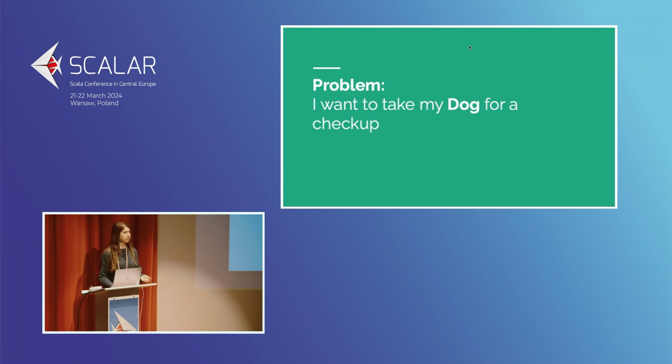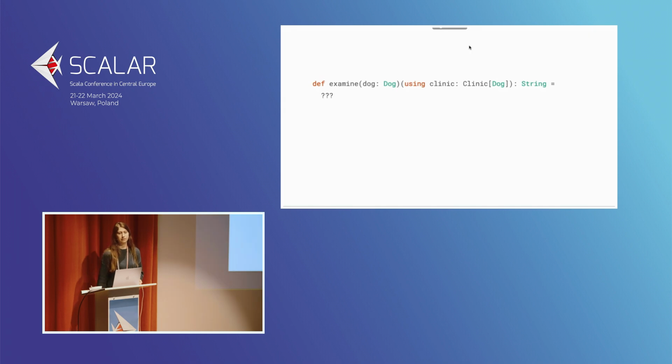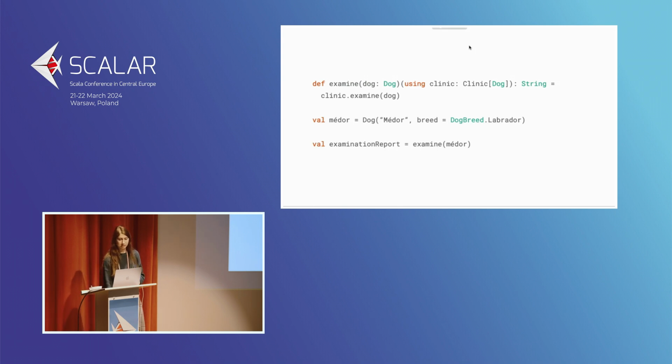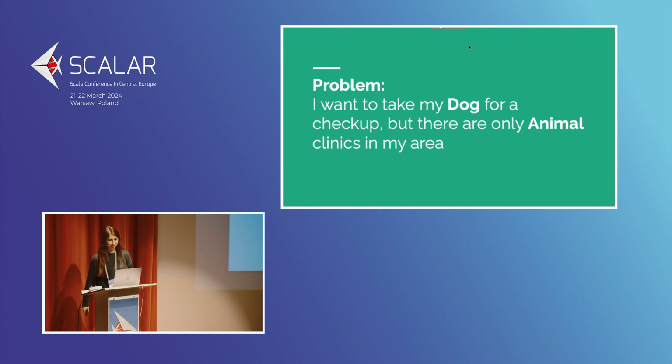Let's say I want to take my dog for a checkup. So I'm going to define a method that looks like this. Takes a dog, takes an instance of clinic for dog, and should return me an examination report in the form of a string. Given the signature, the implementation is incredibly straightforward. And here I went with the cliché French name for dog, which is Médor. So we have a dog called Médor. It's a Labrador. And we want to try and obtain an examination report for Médor.